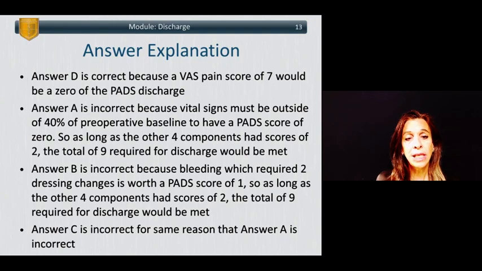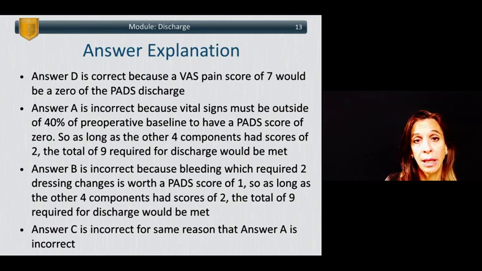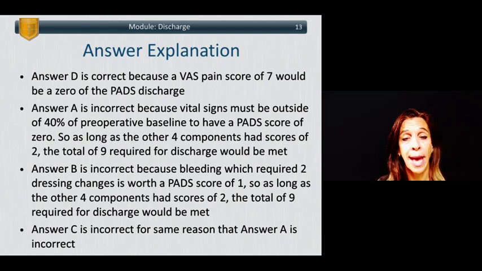So answer D is correct because a VAS score of greater than 7 would be a 0 on the PAD scoring discharge summary. Answer A is incorrect because vital signs must be outside of 40% of the preoperative baseline to have a PAD score of 0. So as long as the other 4 components had scores of 2, the total of 9, which is what's required on a PAD scoring to be discharged, would be met.